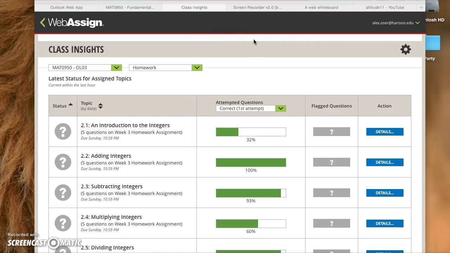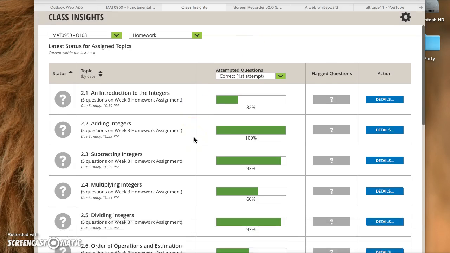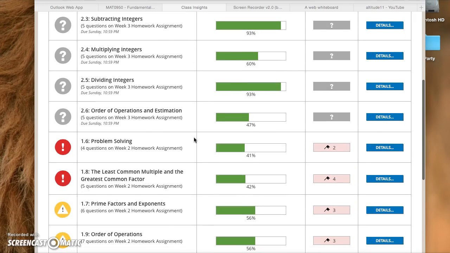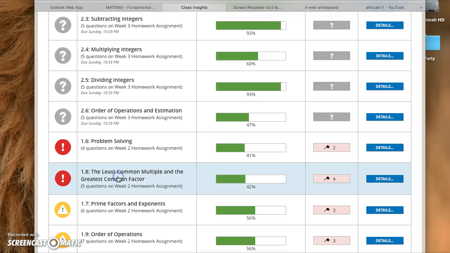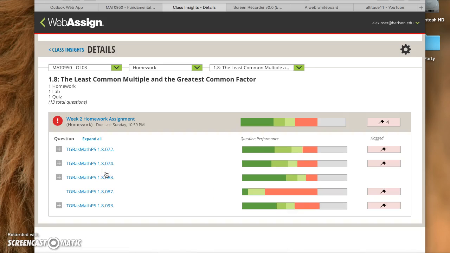Alrighty guys, welcome back. This is the second installment of our week 2 homework check, if you will. Remember we already went through our problem solving. We're now down here to our least common multiple and greatest common factor questions. We'll definitely get to this question here, which we had the most problems with, but that's a word problem, so we'll come to that next.